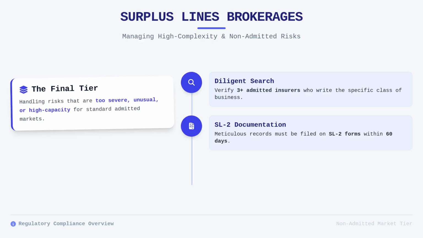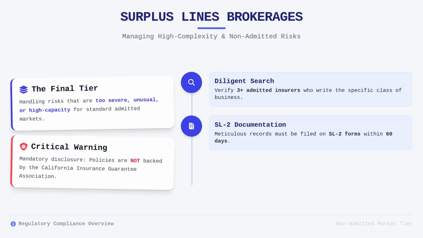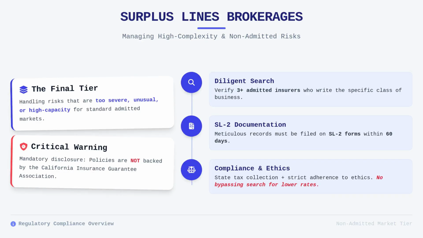Brokers also shoulder heavy taxation and filing responsibilities, ensuring the state's surplus lines tax is collected and that consumers receive mandatory disclosures warning them that the policy is not backed by the California Insurance Guarantee Association. Navigating this boundary between admitted and non-admitted markets requires a deep commitment to professional ethics, as misrepresenting a risk or bypassing the diligent search to chase a lower rate constitutes a severe violation of the code.